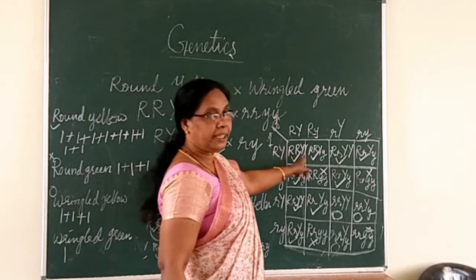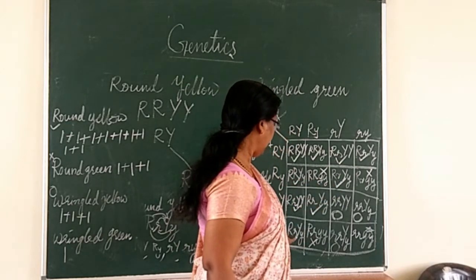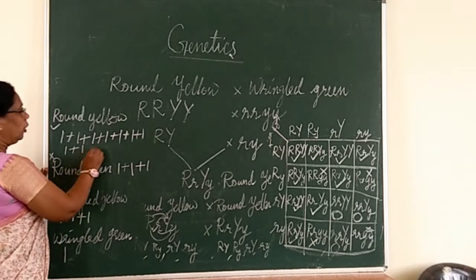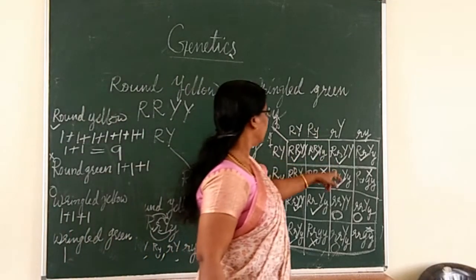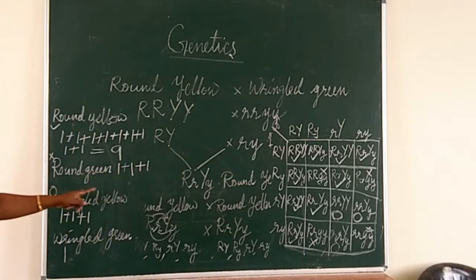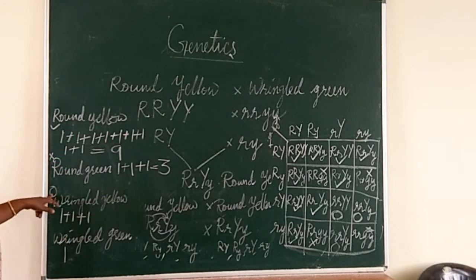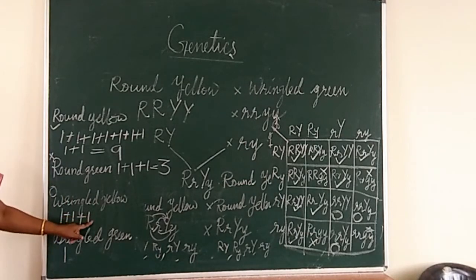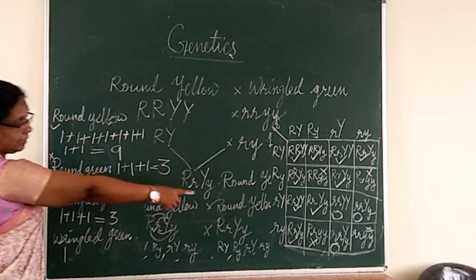Now we can count the ticks. How many tick marks are here? 1, 2, 3, 4, 5, 6, 7, 8, 9. So round yellow you can see that it is 9 in number. Whereas round green, I put into mark. See here 1 into mark, another 2, and see the third one. Round green, how many are we getting? Yes, it is 3. Like that, wrinkled yellow, put in a round mark. Here 1, 2, and this is the third one. So 3. And last one, wrinkled green, I put in star mark. That is the last one here in this column.